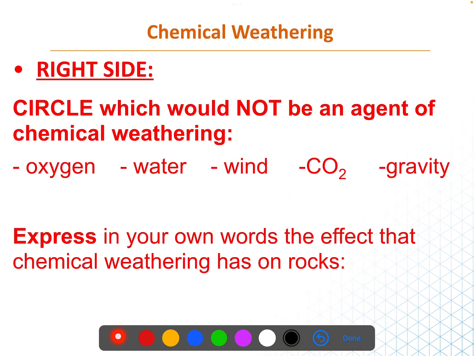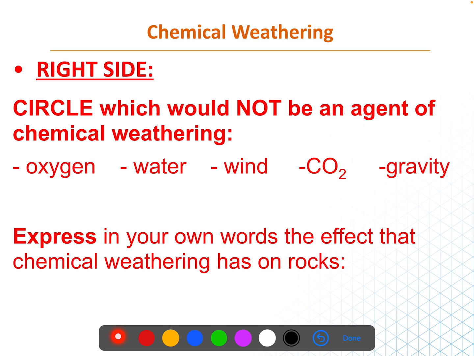So on the right side of your notes, this is going to take us to the end of the video, and then we will move on to rate of weathering next week. It says circle which would not be an agent of chemical weathering. Based on what we talked about, which one of these would not be an agent of chemical weathering? And then finally, express in your own words the effect that chemical weathering has on rocks.